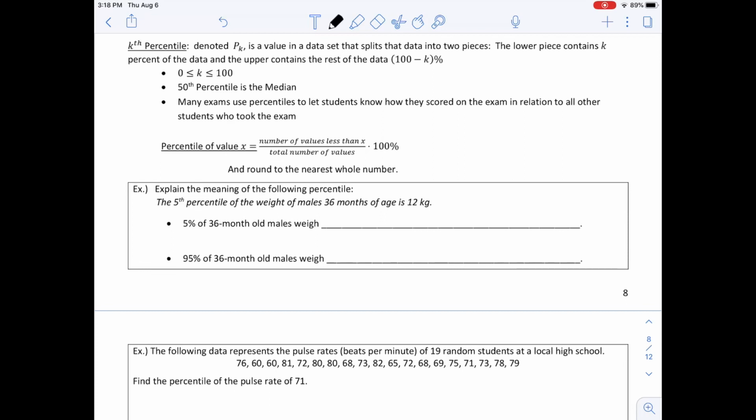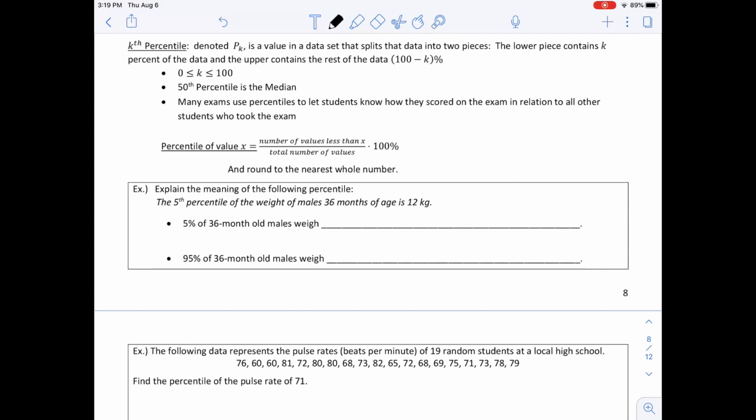This idea also rolls into percentiles. So the kth percentile, denoted P sub k, is a value in a data set that splits the data into 2 pieces. The lower piece contains k% of the data, and the upper contains the rest of the data, 100 minus k%. So k is going to be a value between 0 and 100.